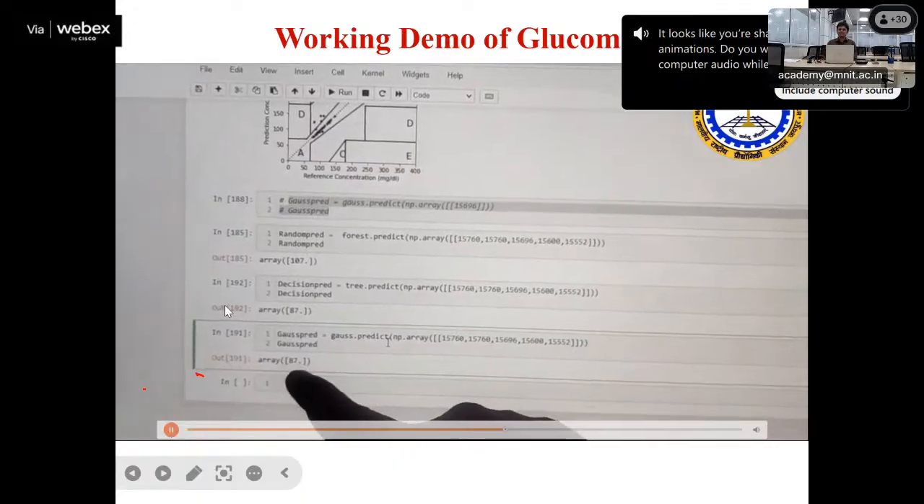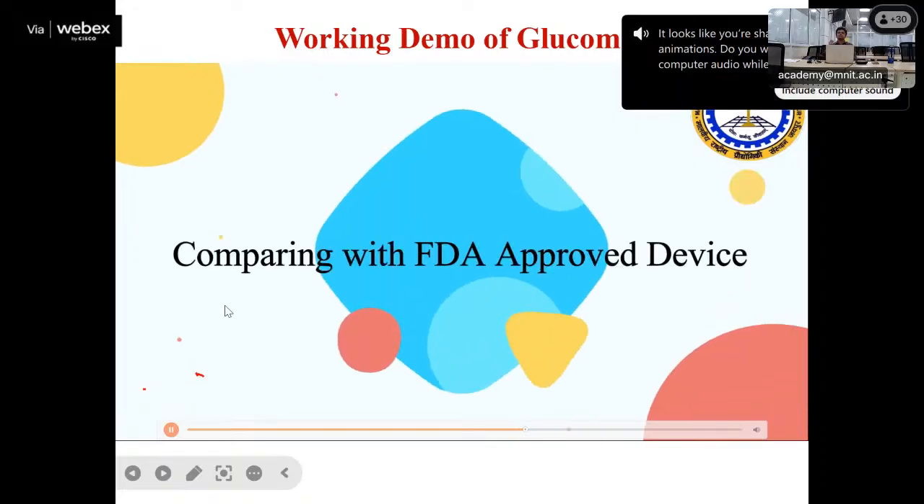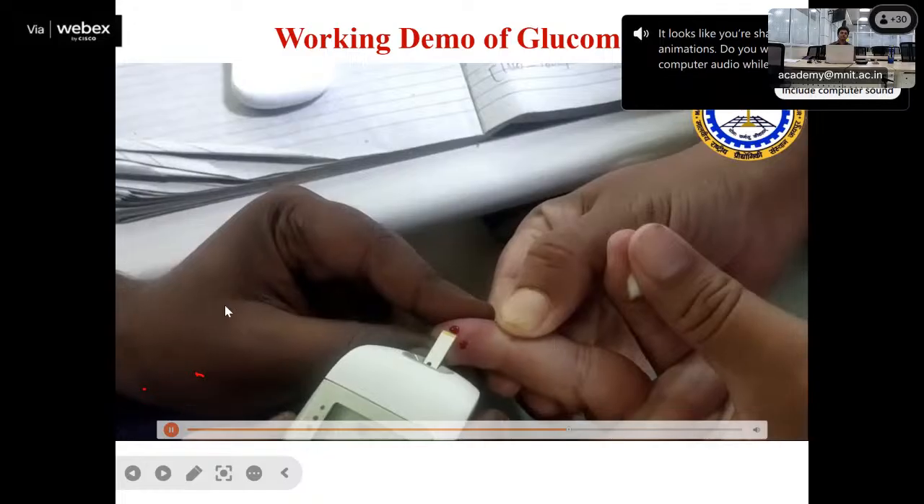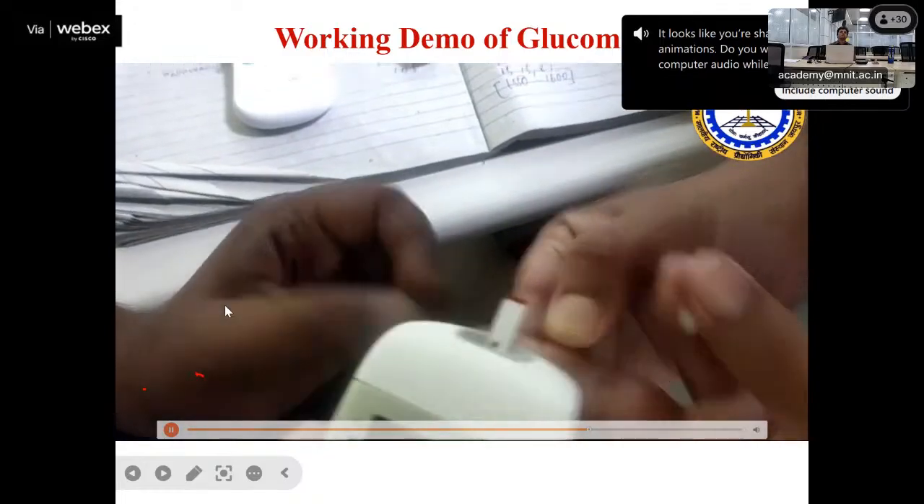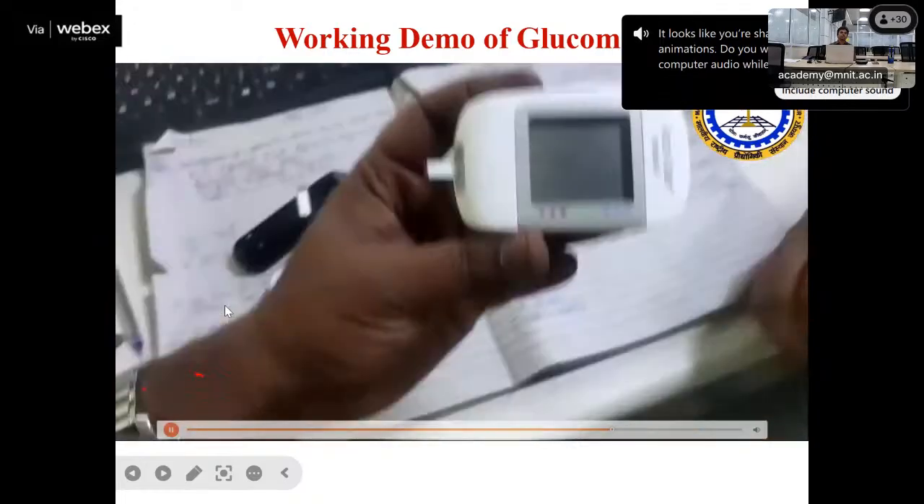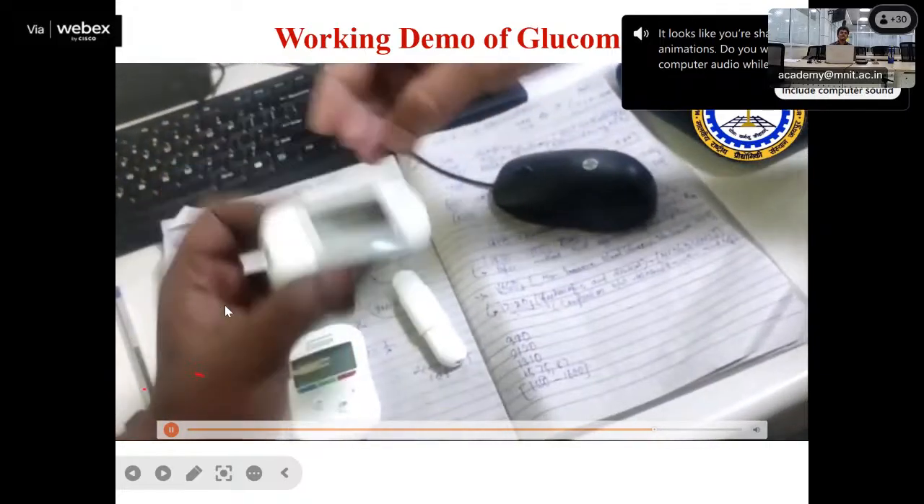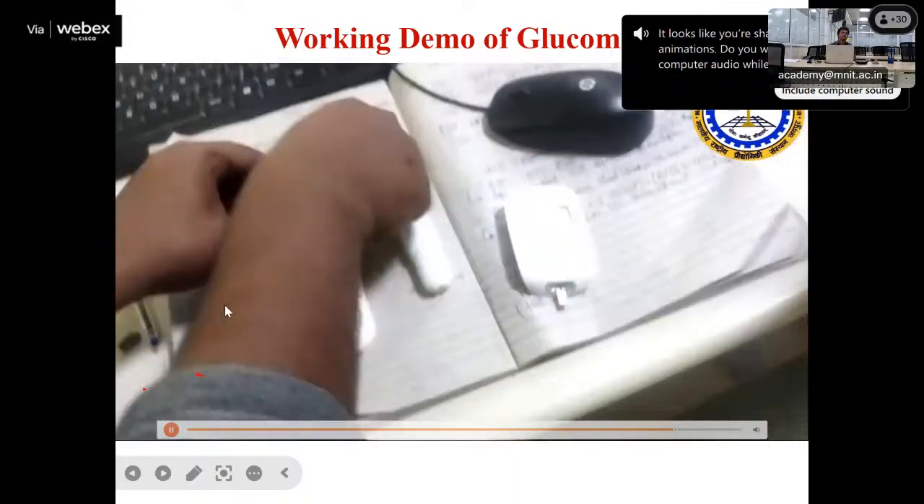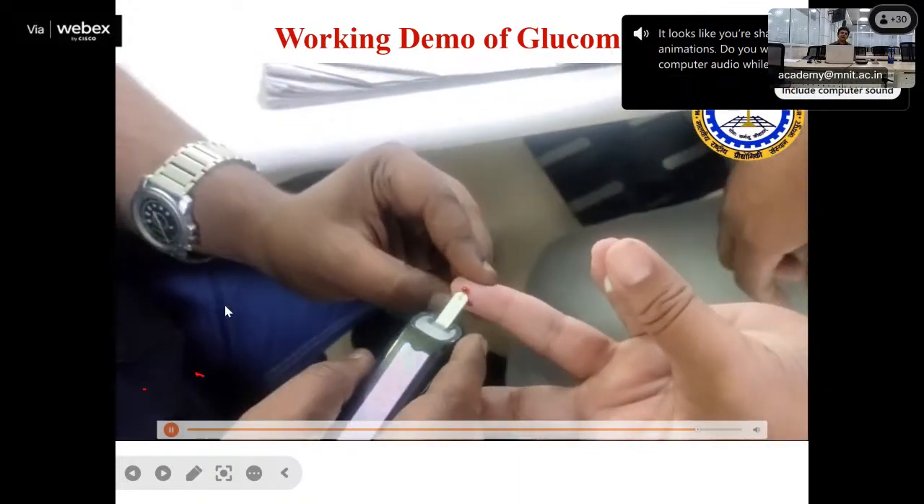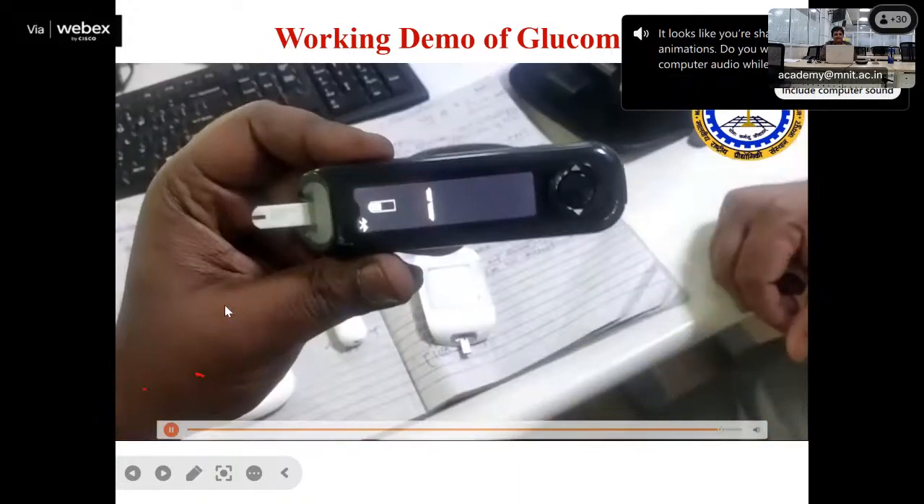Now that glucose value we have compared with the standard FDA approved device. This is basically the AccuCheck device, which is popularly available, and through which we observed 93. Initially it was 87; through AccuCheck we observed 93. This is a doctor-trusted device. This is also a second device, where you are getting 90.